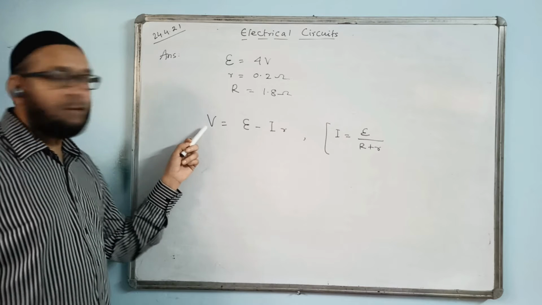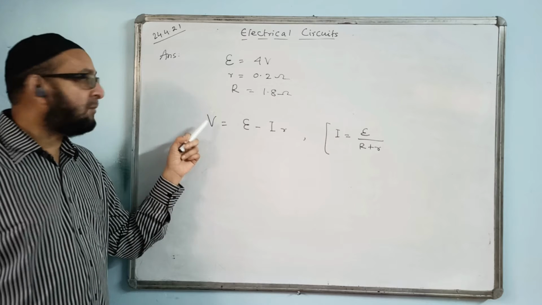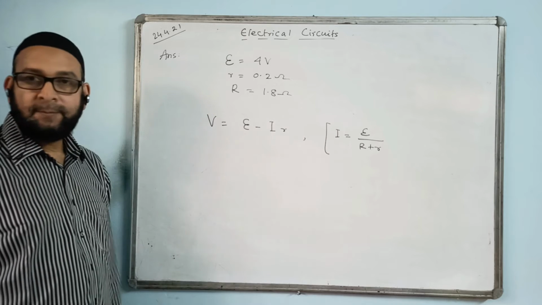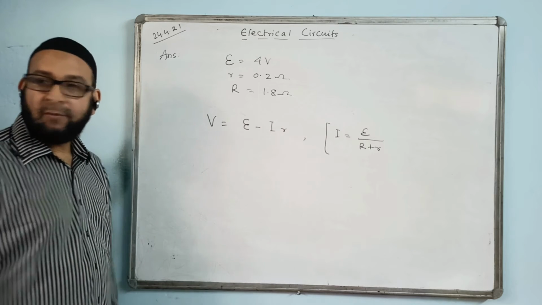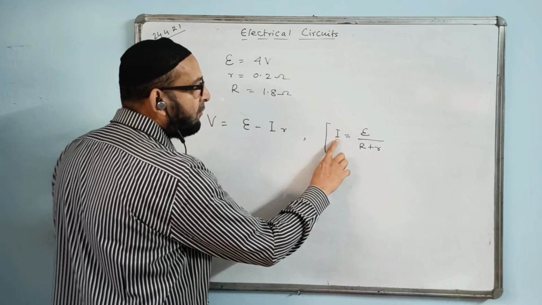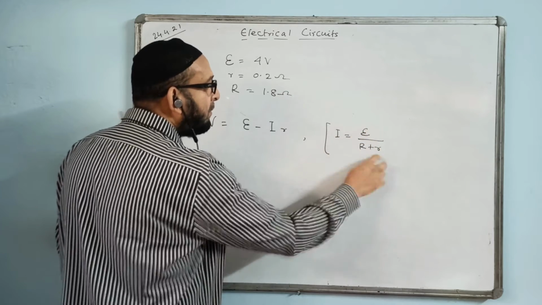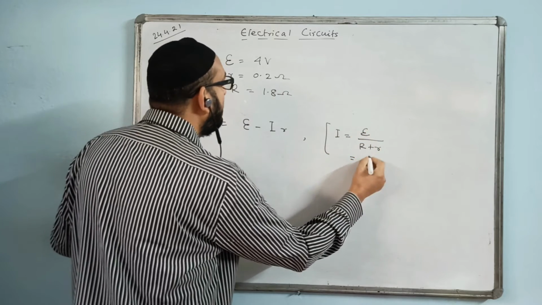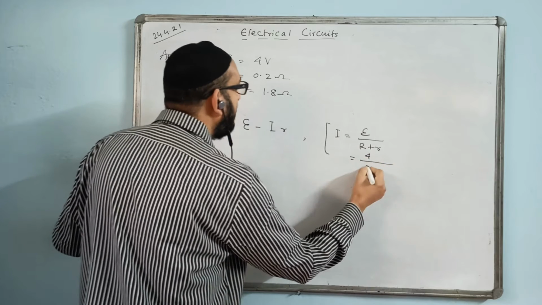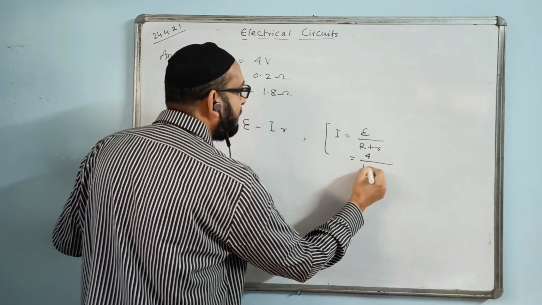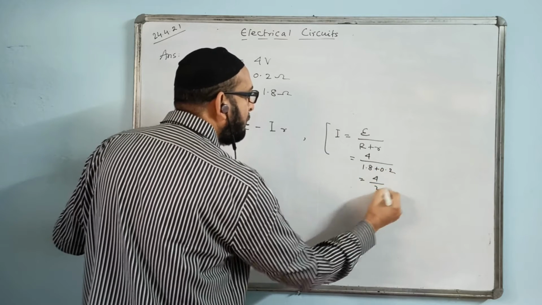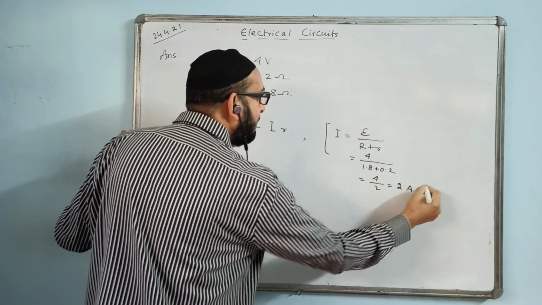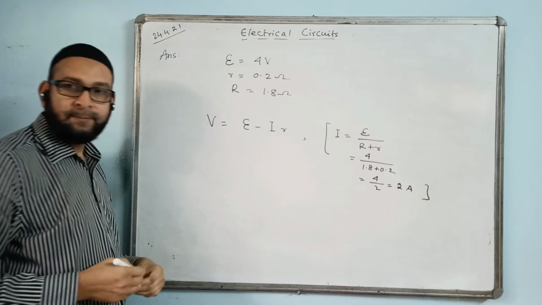So the formula of terminal voltage we are going to use is V equal to E minus Ir. I is current. Current is not known. We'll find current. Current formula will be I equal to E by R plus r. Let us find the current value first. E is 4, capital R is 1.8, small r is 0.2, 4 upon 2, the answer will come 2 ampere. This is the value of current.